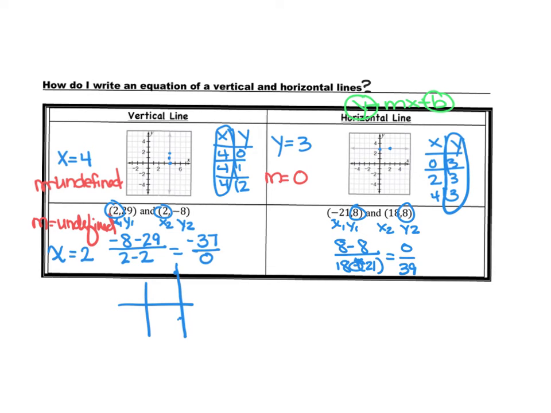And take a look here. In these cases here, the y is 8. The only thing that y can be is 8. If you looked at this on a graph, you'd have (-21, 8). You'd have (18, 8). And it's going to be straight across like this. In every case, y is going to be 8. So you have y is equal to 8. And our slope in this case is going to be 0.